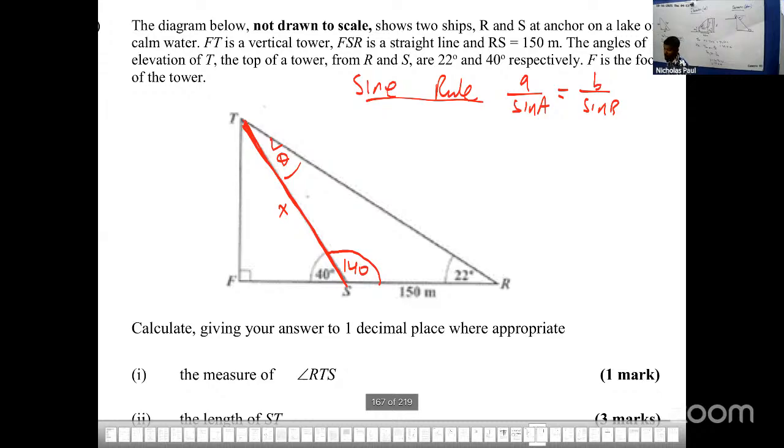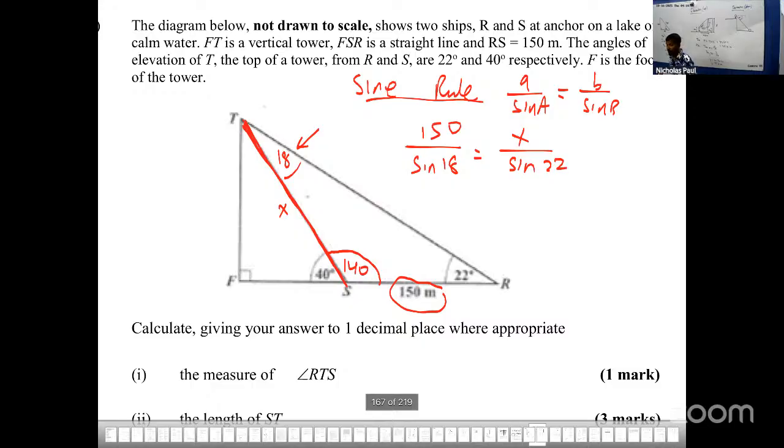If you want to solve simultaneously, you could use two and solve simultaneously. So sine rule technically anyway. Sine rule is what? Length and the opposite angle, right? So what's the opposite of 150? Theta, which was how much? 18. So that would be 150 over sine 18 is equal to x over sine 22.